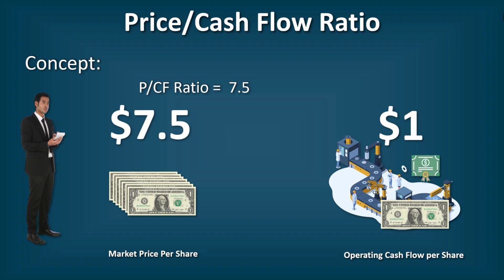For a businessman or investor who wants to invest money in company ABC, this ratio helps them decide. If the price-cash flow ratio is higher, it means the investor has to invest more money to get the same amount of operating cash flow, which is not a good sign. If the ratio is lower, it means the investor can invest less money to get the same operating cash flow, which is a good sign.